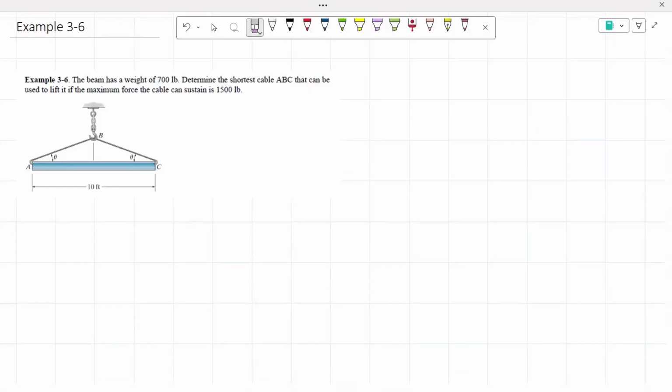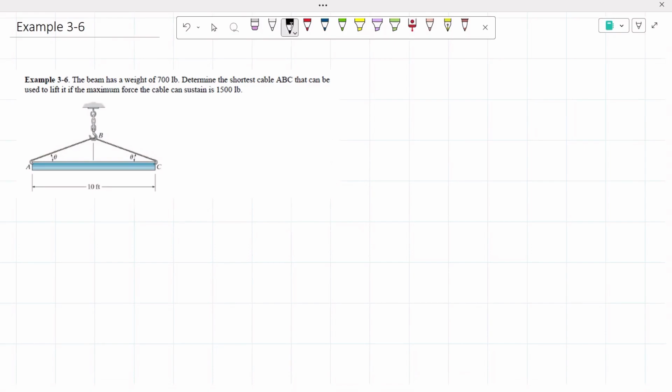Hello everyone. Today we're going to be working on example 3-6. This example says that the beam has a weight of 700 pounds. Determine the shortest cable ABC that can be used to lift it if the maximum force the cable can sustain is 1500 pounds. So we're trying to find the length of ABC to be able to sustain 1500 pounds.